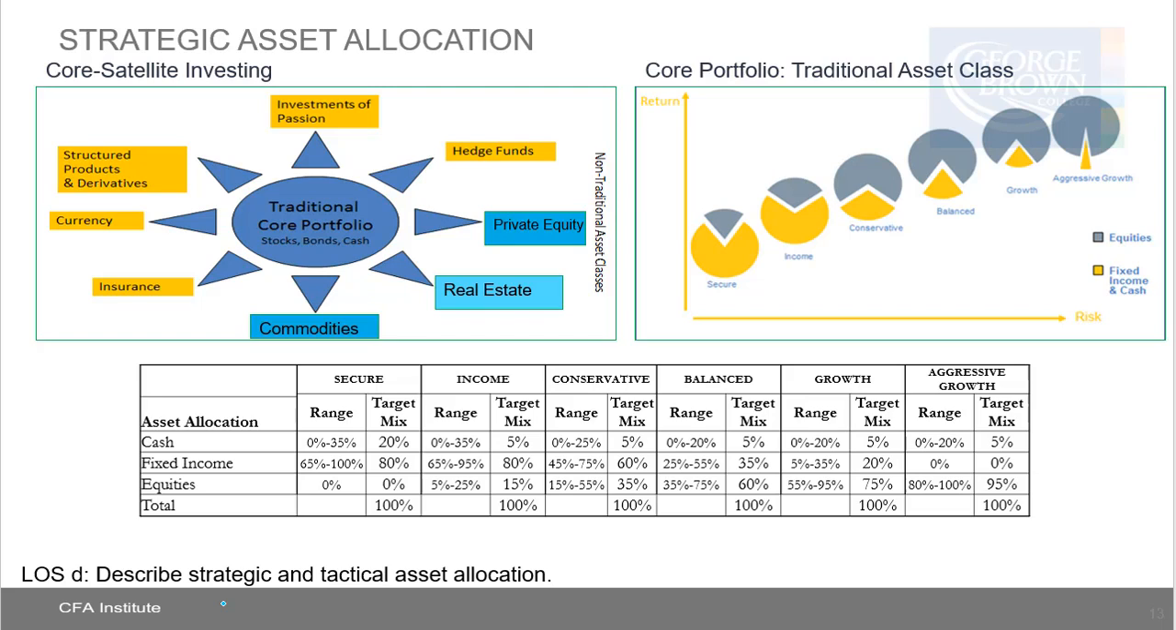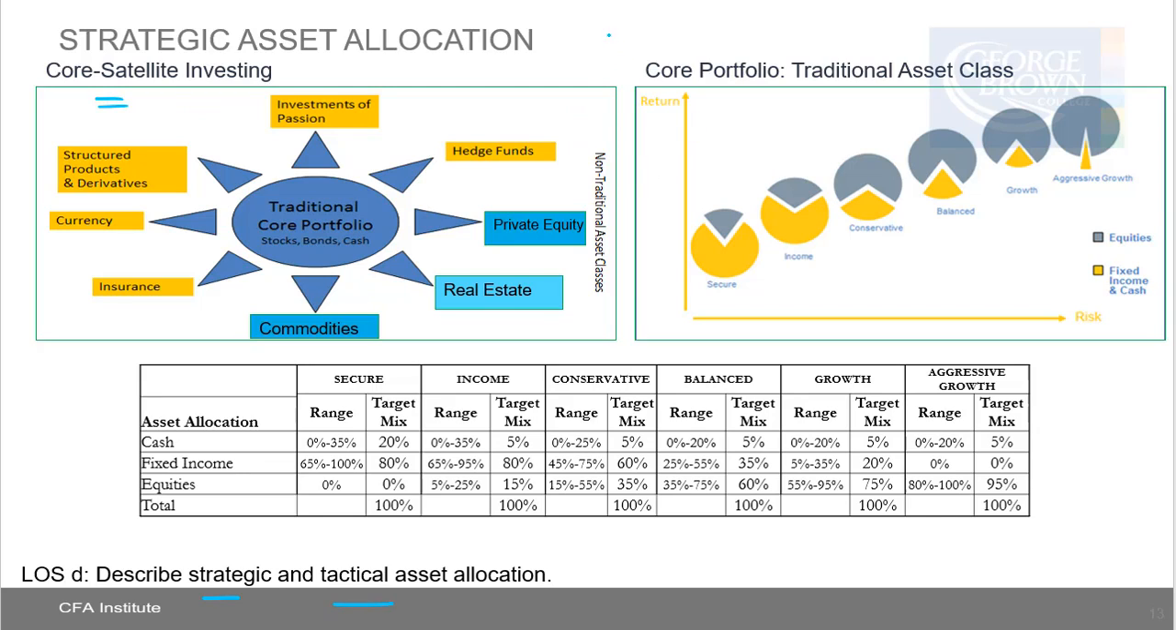Moving on to Learning Outcome Statement D. Learning Outcome Statement D describes strategic and tactical asset allocation. So I just want to stay on the strategic asset allocation just for a little bit. And so just to talk a little bit quickly about this core satellite investing.